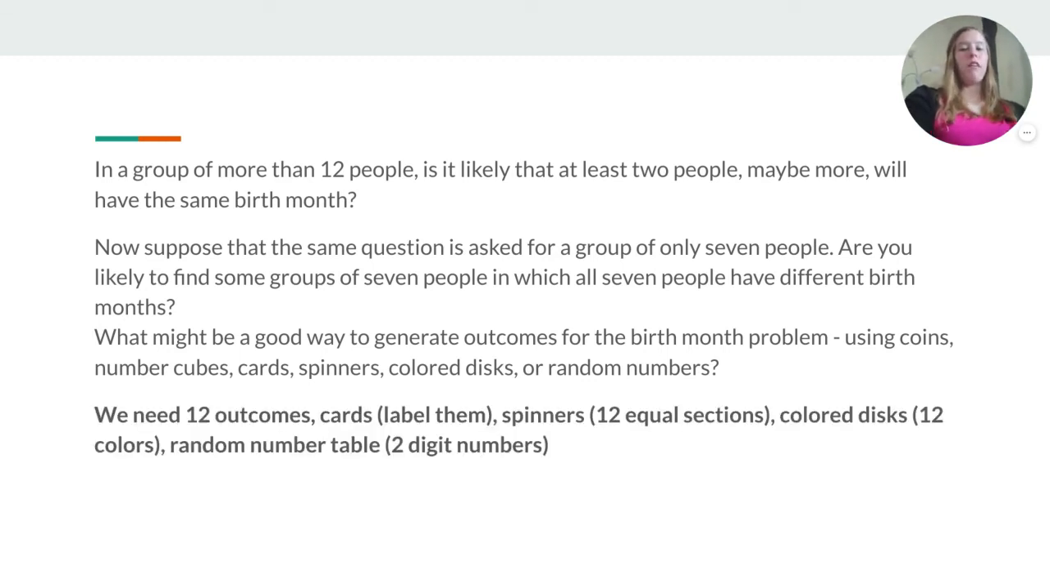So you need 12 outcomes because there's 12 different birth month options. So you could use cards and label them with the birth months. You could use spinners and have 12 equal sections. You could use colored discs and have 12 different colors. Or you could have a random number table where you would use 2-digit numbers, so like 01, 02, all the way up to 12.